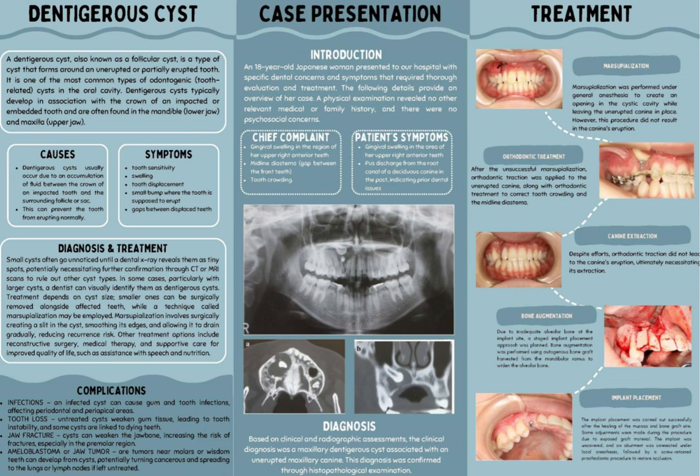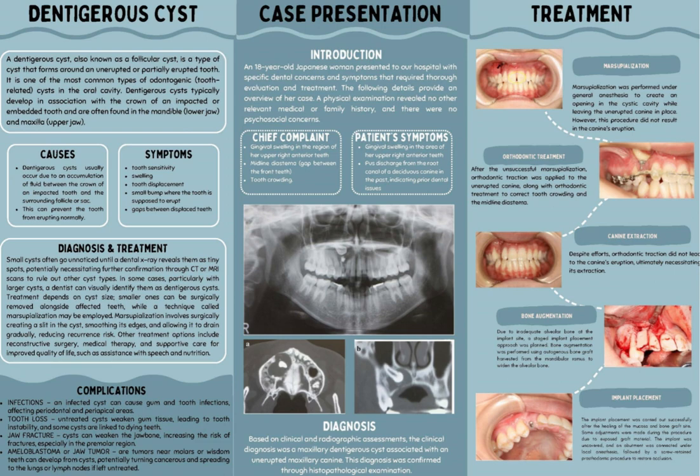Diagnosis: the patient presented with gingival swelling in the upper right anterior teeth region, midline diastema, and tooth crowding. A panoramic radiograph and computed tomography (CT) confirmed the presence of a dentigerous cyst around the unerupted maxillary canine.